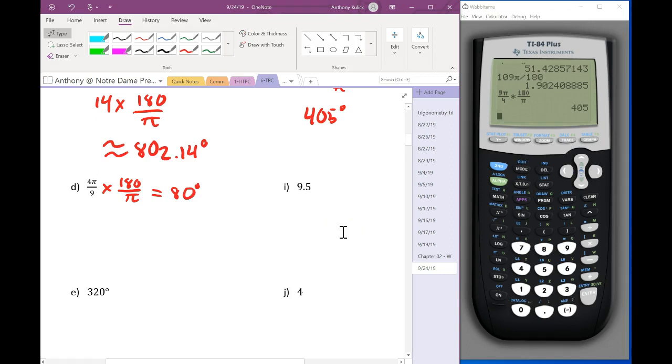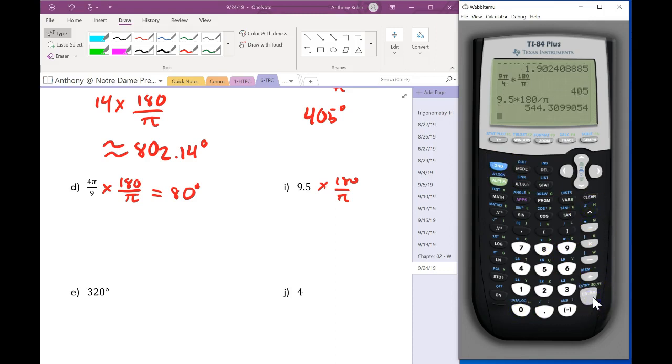No degree symbol, so I know this is radians. So I'll multiply by 180 over pi. So 9.5 times 180 divided by pi gives me 544.31.